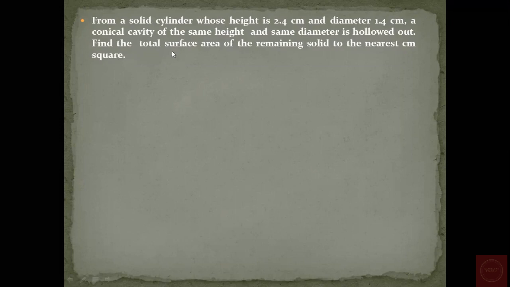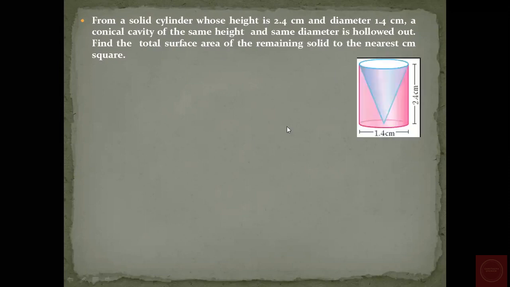Okay, so we have to find the total surface area, and given is a solid cylinder. It is not a hollow cylinder, it is a solid cylinder. So for that we have to find the total surface area. So first we draw the diagram and then we will discuss. So the diagram is, you can see here, this one is your diameter 1.4 centimeter and this one is your height. Height is the same for both these shapes, cylinder as well as cone.